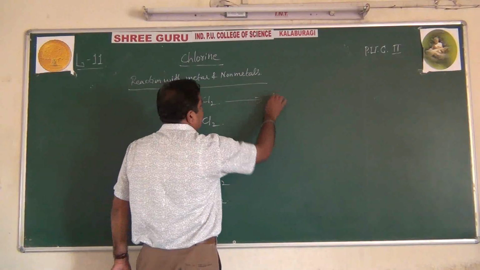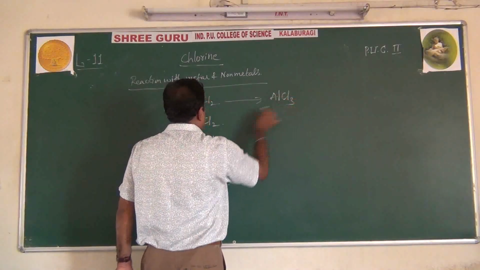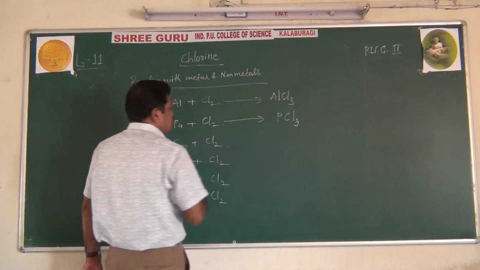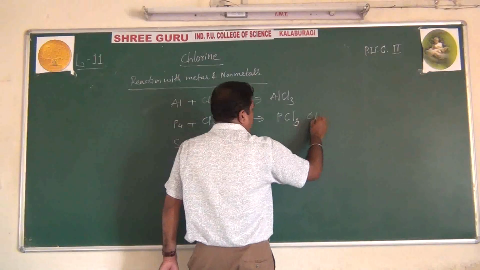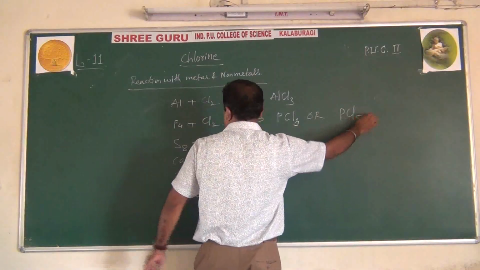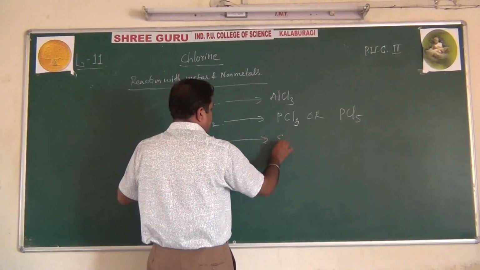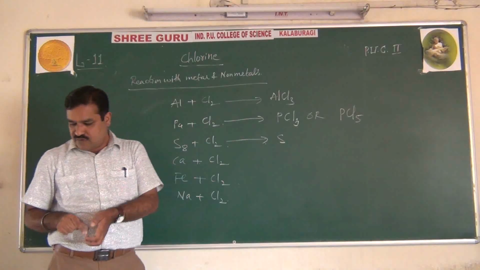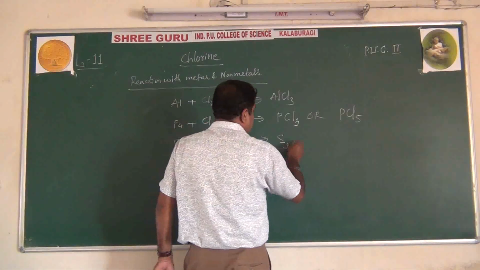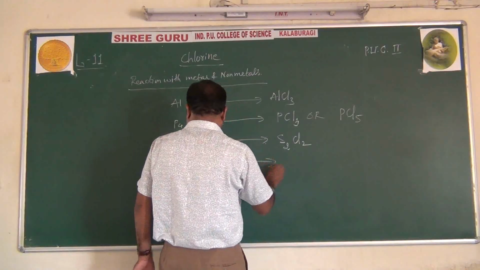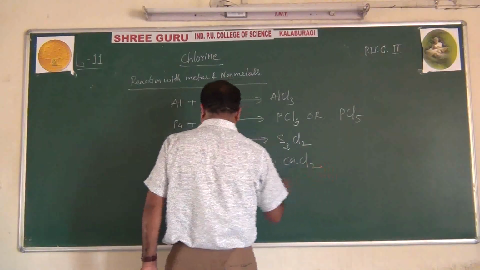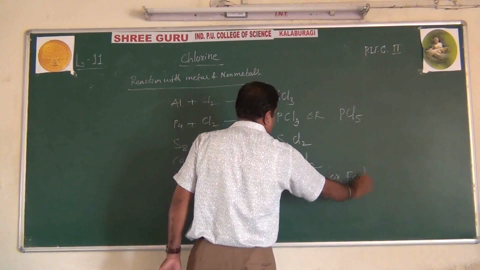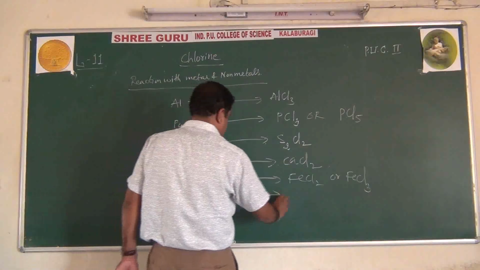See, here it forms aluminium chloride, AlCl3. Here it forms PCl3 or PCl5 also, right? Or PCl5. Here, generally it will form S2Cl2, disulfur dichloride. Here it will form calcium chloride. Here it will form ferrous chloride or ferric chloride. Okay, and here it will form sodium chloride.